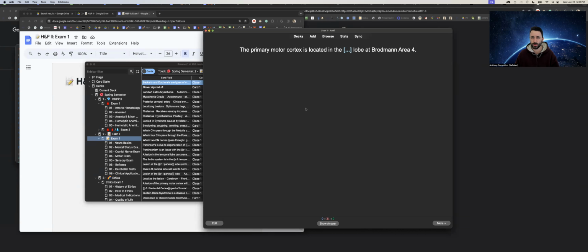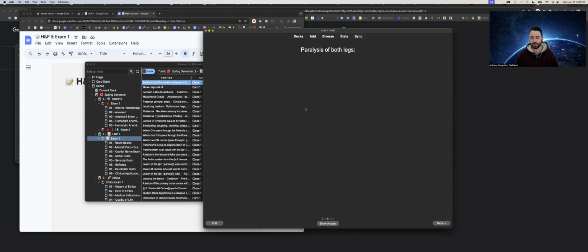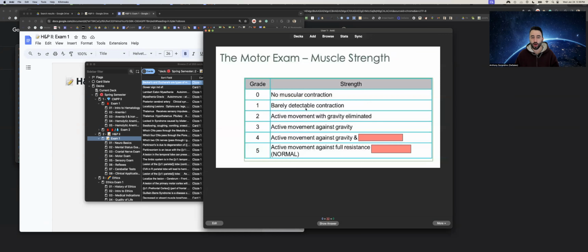Primary motor cortex is located in the frontal lobe at Brodmann area 4. Caudate nucleus, putamen, globus pallidus are parts of the basal ganglia. Hopefully they give us some softball questions like that. This is going to be paraplegia. All right, 4. All right, 5.